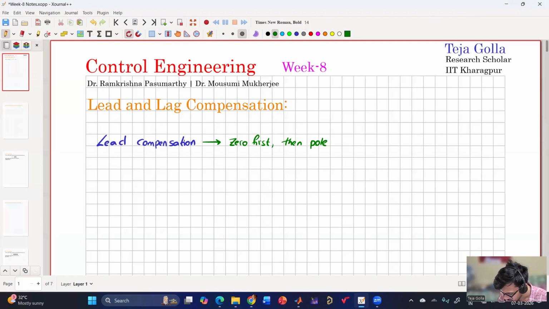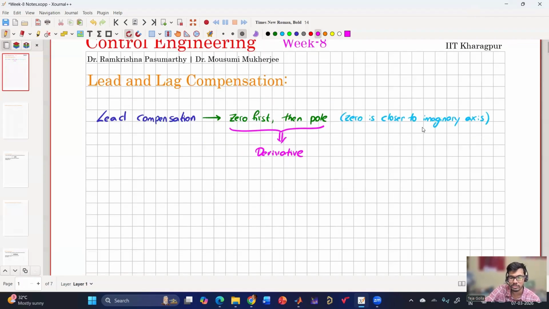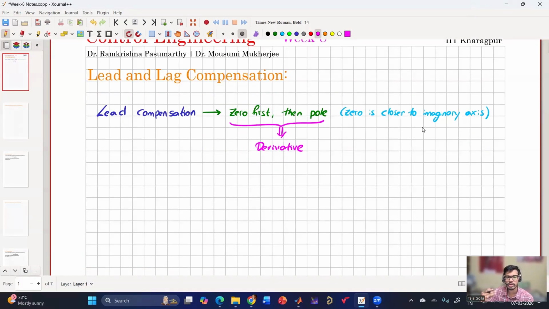Zero is closer to the imaginary axis, right? And also because the zero is coming, the numerator will come first, then the denominator will come. So it acts like a derivative. Lead compensation basically acts like a derivative. And what does derivative do? It will try to improve the response. So whenever our requirement is to improve the transient response, in that case, we'll be using lead compensation.